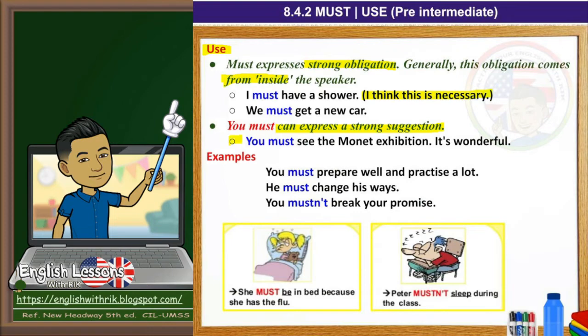Here are some more examples. You must prepare well and practice a lot. He must change his ways. You mustn't break your promise.